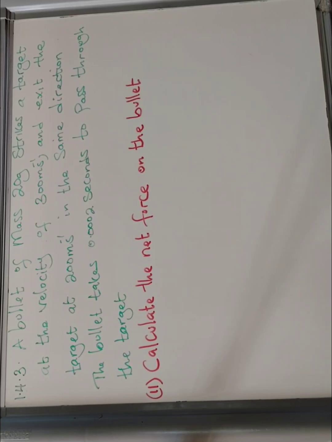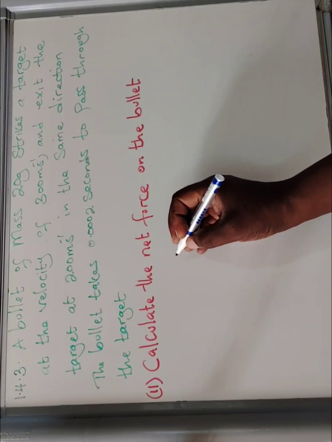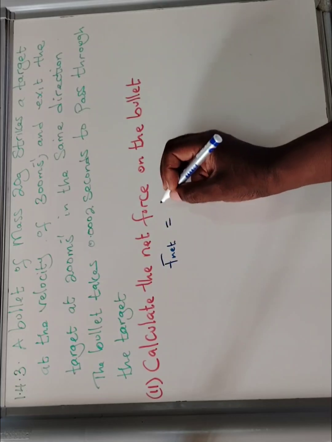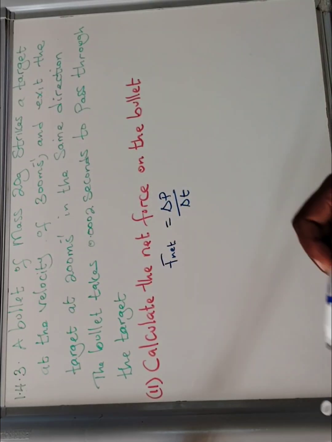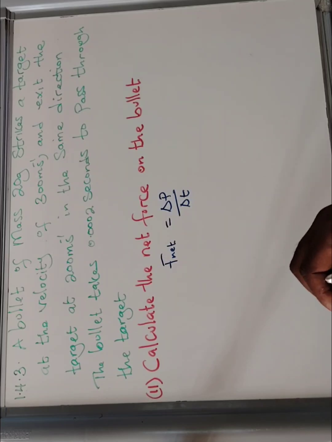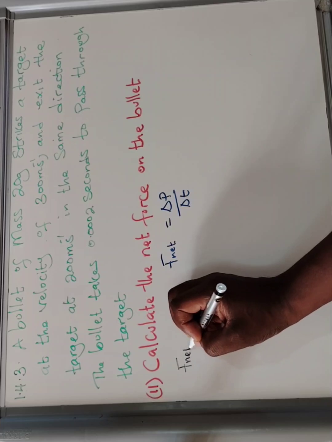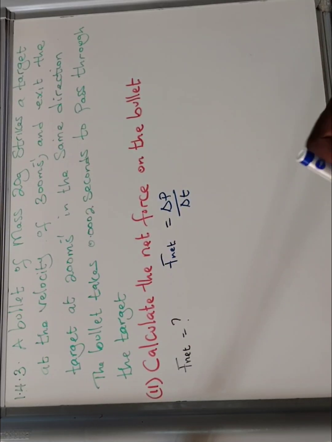Yeah, then comes this question. It says, calculate the net force on the bullet. Okay, how do you approach this one? Here, the best approach is to have our equation: F net is equal to delta P over delta t. The question is looking for net force, so we have it here as our unknown. What else do we know?